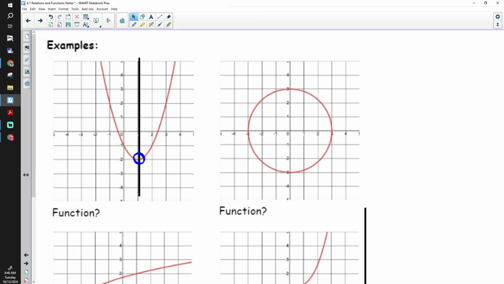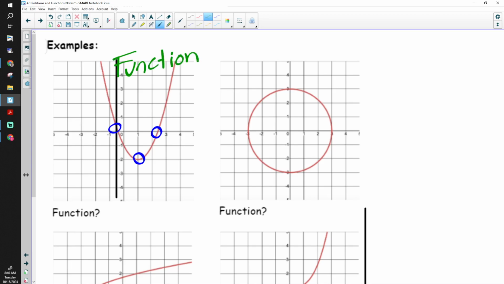Now you should check a couple spots. Let's say I put it a little bit to the right. How many times is it hitting? Just 1 time. Let me try this side. How many times does this hit? Once. Will my line ever hit twice at the same time, no matter where I put it? No. So this passes the vertical line test. So this is a function. Your reasoning is because it passed the vertical line test, VLT.